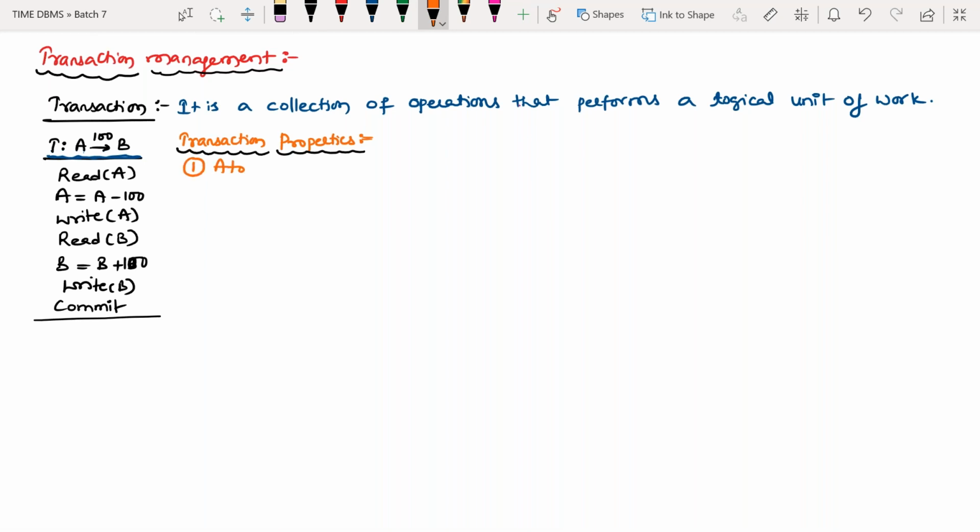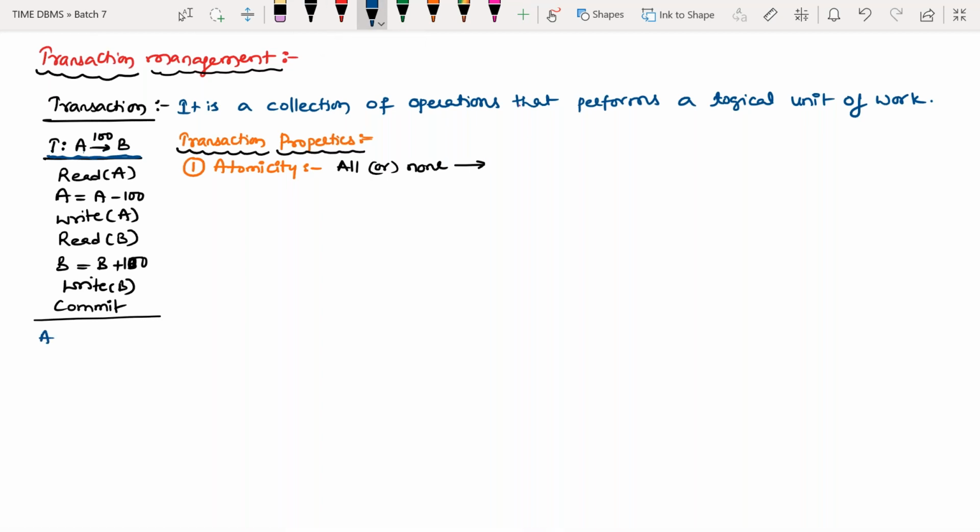The first property is called the atomicity property. What does it say? If any transaction needs to be executed, it requires executing either all operations of the transaction or none of the operations. If it performs either all or none of the operations, then the system will be in a correct state. Otherwise, the system may be in an incorrect state. Let me explain why.